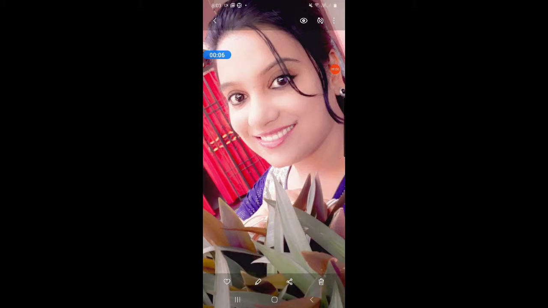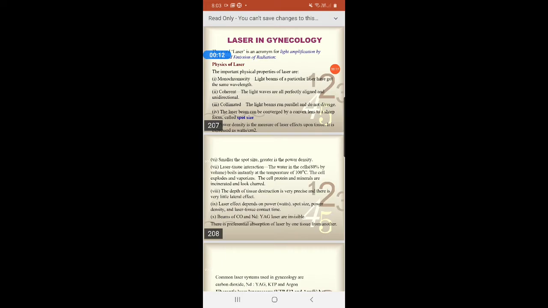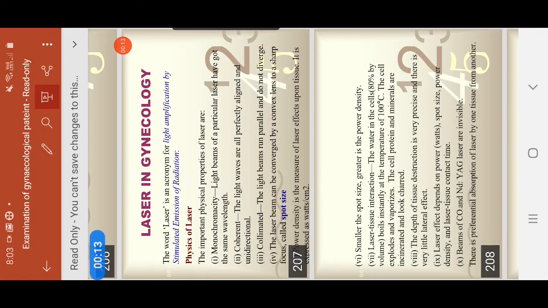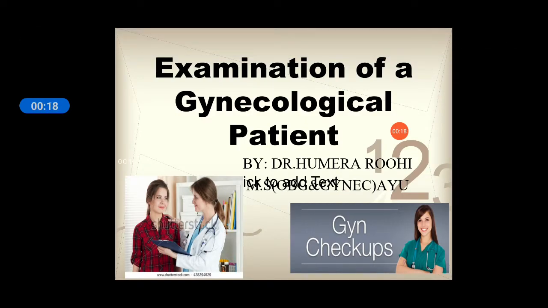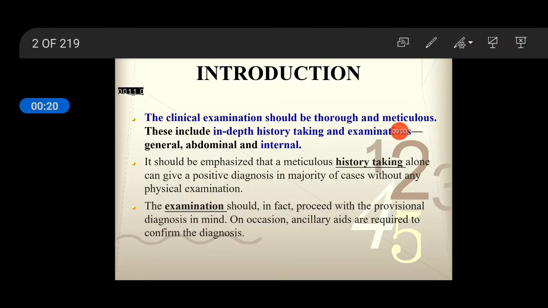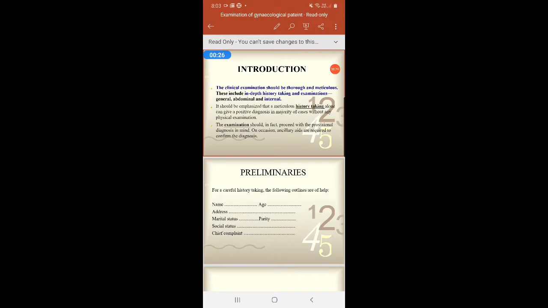So today we are going to discuss a topic: laser, uses of laser in gynecology. So let's start it.